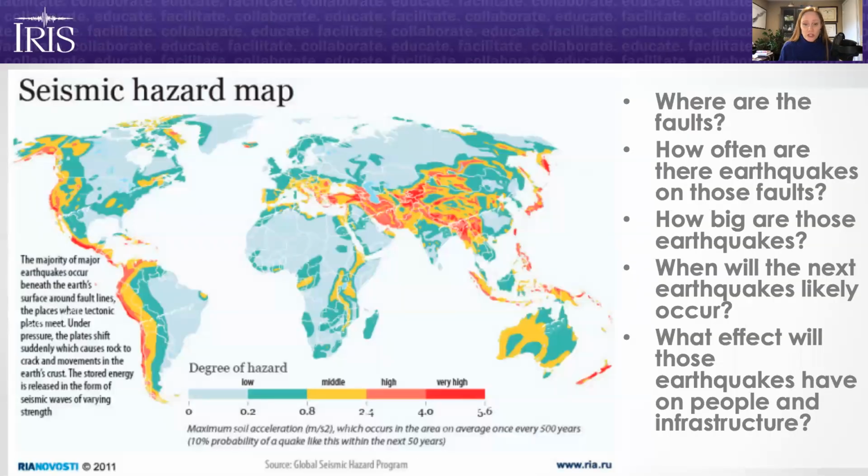Science is about asking questions. Some of the questions that I ask as an earthquake geologist are, where are the faults? How often are there earthquakes on those faults? How big are those earthquakes? When might the next earthquake occur? And what effect will those earthquakes have on people and infrastructure? Infrastructure is our built environment, our towns, our cities, buildings, roads, those kinds of things.